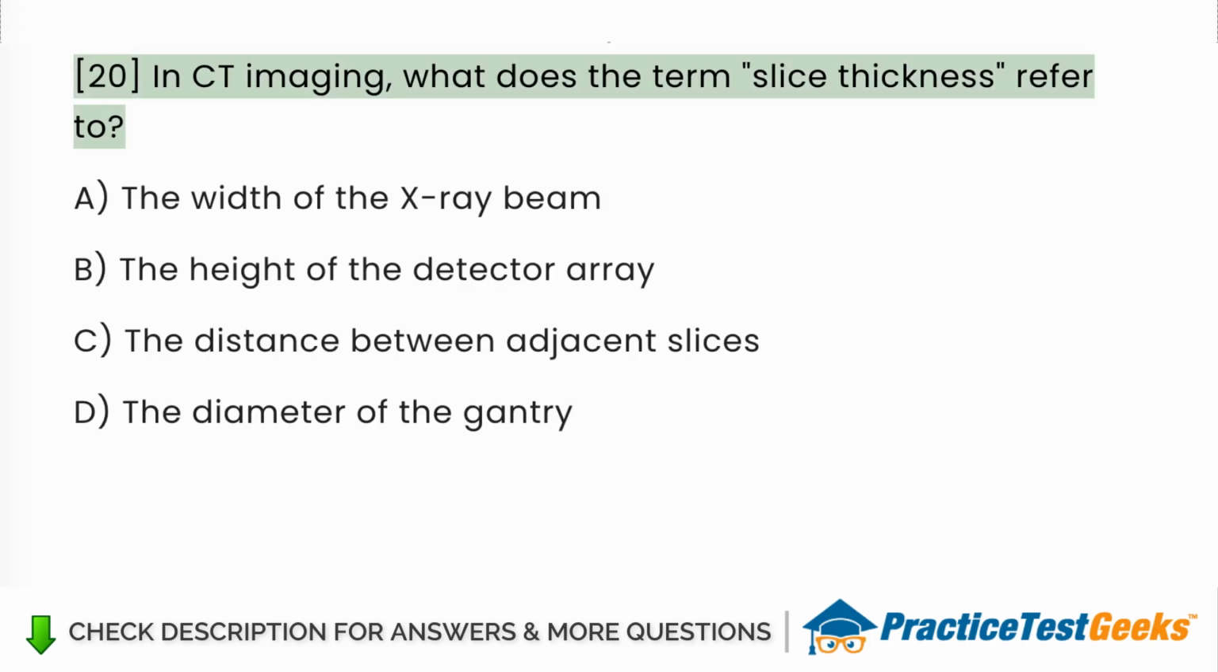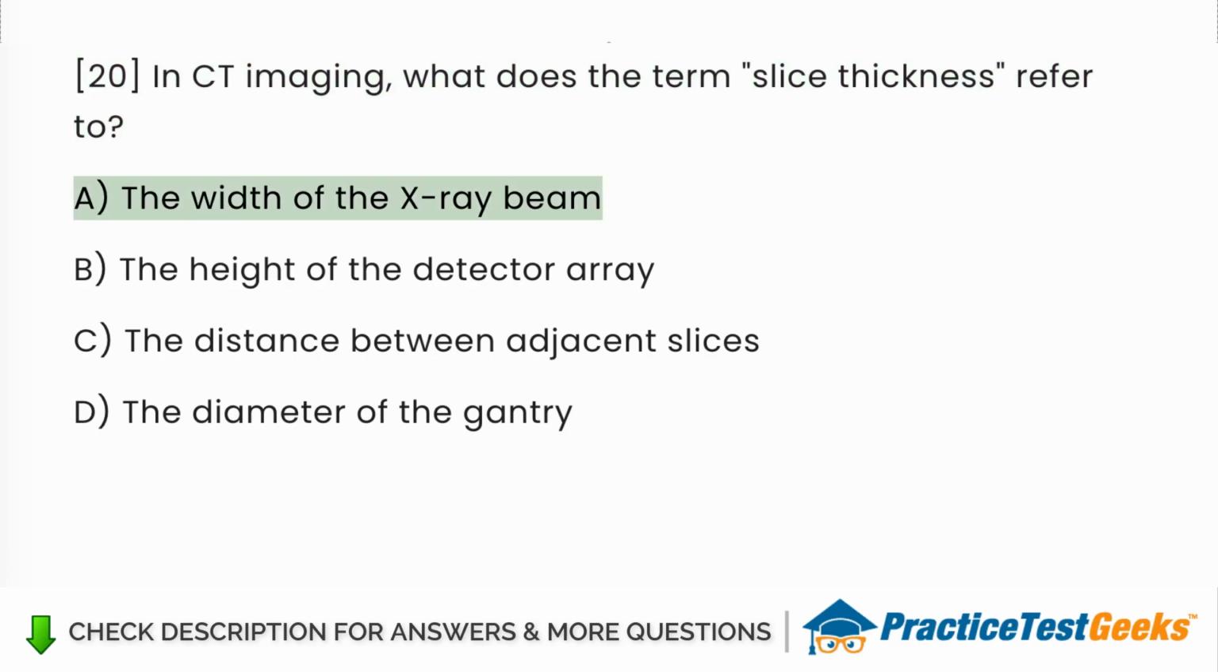In CT imaging, what does the term slice thickness refer to? A. The width of the X-ray beam. B. The height of the detector array. C. The distance between adjacent slices. D. The diameter of the gantry.